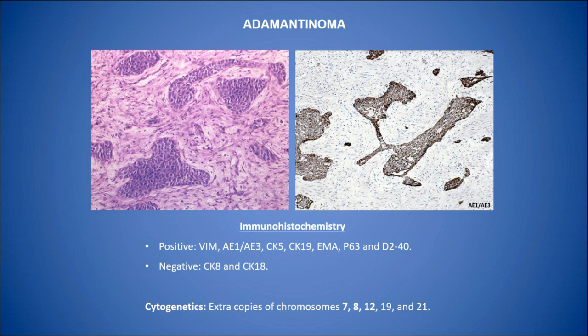Adamantinoma shows trisomies, or extra copies, of chromosomes 7, 8, 12, 19, and 21. The first three, 7, 8, and 12, can also be seen in osteofibrous dysplasia, suggesting that there is some genetic link between the two conditions.